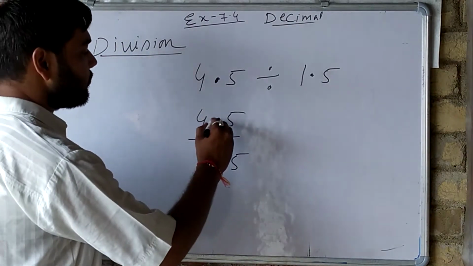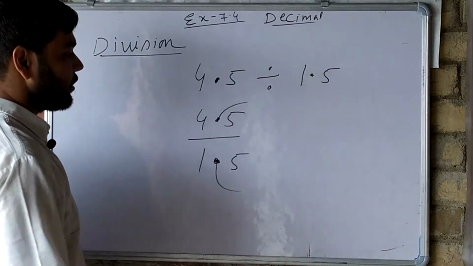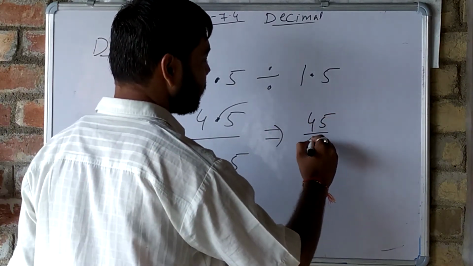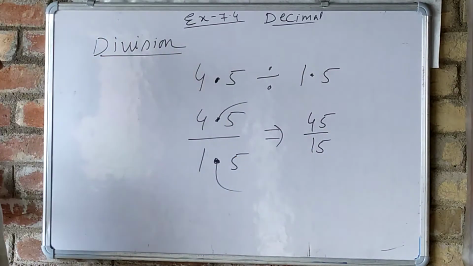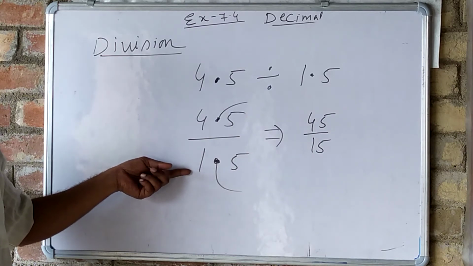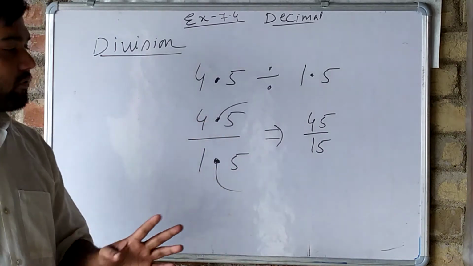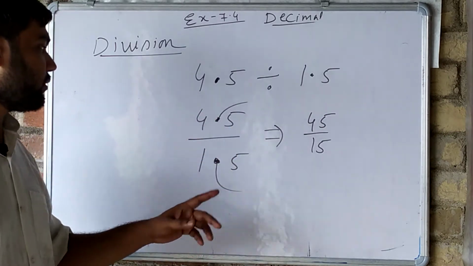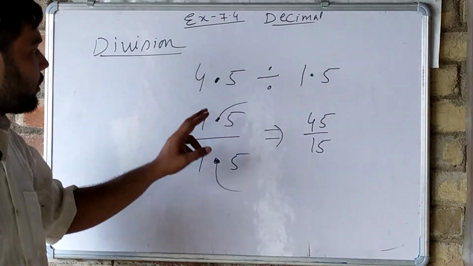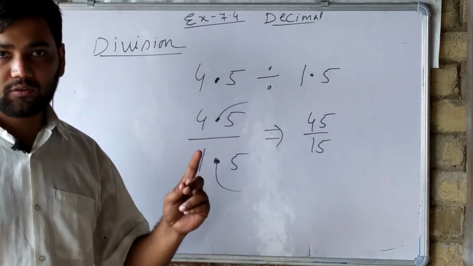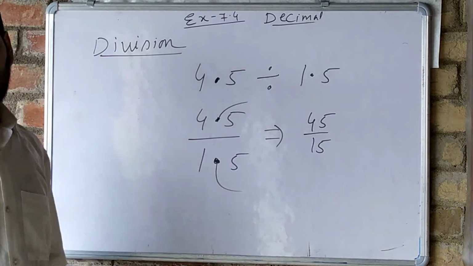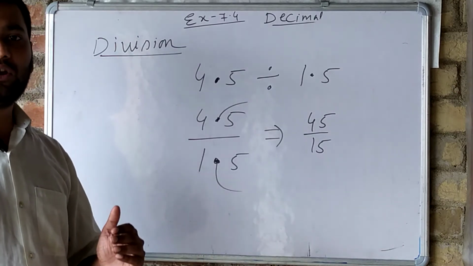What will we do? We will remove the decimal. We will shift the decimal place. Now it is converted to a fraction, 45 upon 15. Why? Because both the terms, the numerator and the denominator, have only one decimal place, so the decimal is now removed. If we shift the decimal in the numerator by one place, then in the denominator also we have to shift it by one place.